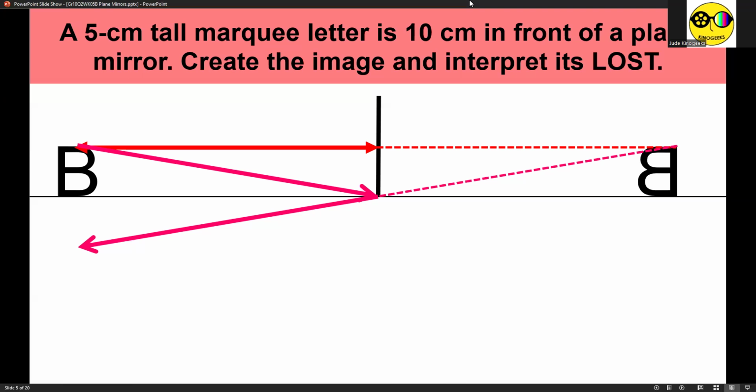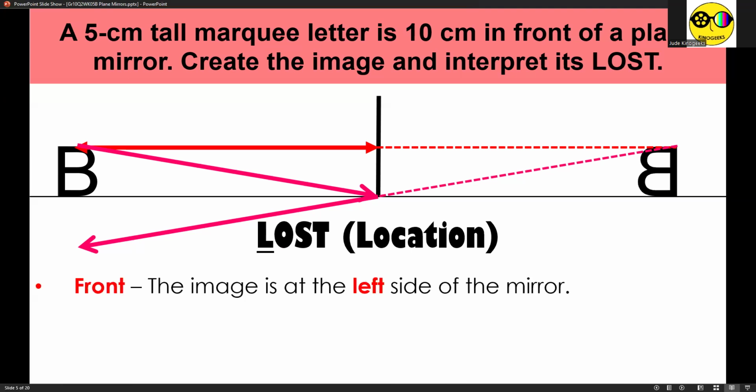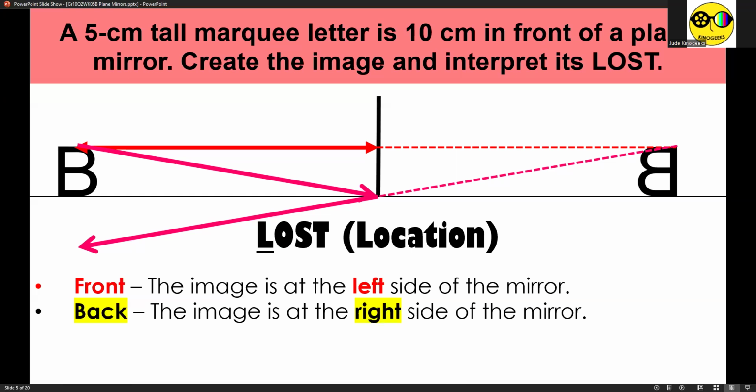Now is the time to interpret its LOST. What does LOST stand for? We discuss them one by one. We start with L, which stands for location. For location, you have two options. Front, wherein the image is at the left side of the mirror. And the other one is back, wherein the image is at the right side of the mirror.